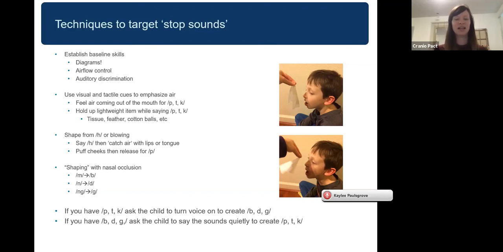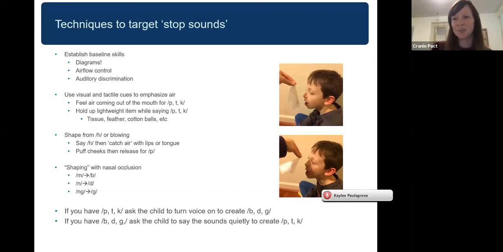Once you feel like your client understands those concepts, it's time to start working on the sound. So one of my favorite techniques to do is to give some visual clues and some tactile clues to how to make the sound and add it to my model. So I'll produce the sound, pa, pa, pa. And if the child is not able to imitate it right away, I'll have them feel their hand or hold their hand in front of the mouth and say, feel your air while you put your lips together. Pa, pa, pa. You can do the same thing for T and for K.